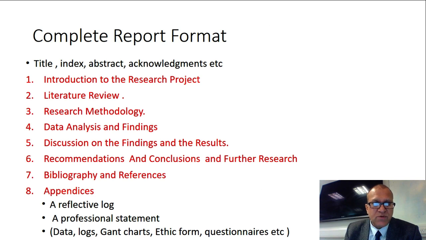But look at a journal report of a research dissertation. It looks like there is a title followed by introduction to the research project, literature review, research methodology, data analysis and findings, discussions on the findings and results, recommendations and conclusions, and then scope for further research, bibliography and references, and appendices, which can include reflections, professional statements, data files, logs of meetings attended, Gantt charts, ethical forms, questionnaires, consents, permissions, etc. in the appendix.